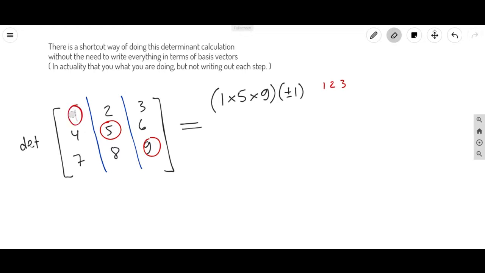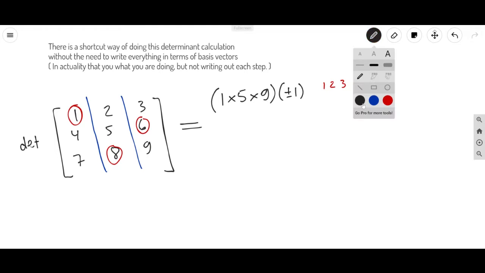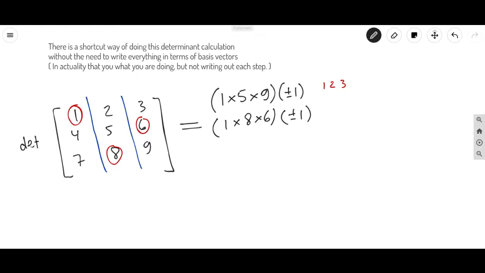Another combination is you can take 1. Now you cannot take 2, as we said. You can take 5, but you can take 8. You can choose 8, and then you can choose 6. And then you have no repetition in the basis vectors. When you do that, you would have 1 times 8 times 6, and again, you either have a plus or minus sign.